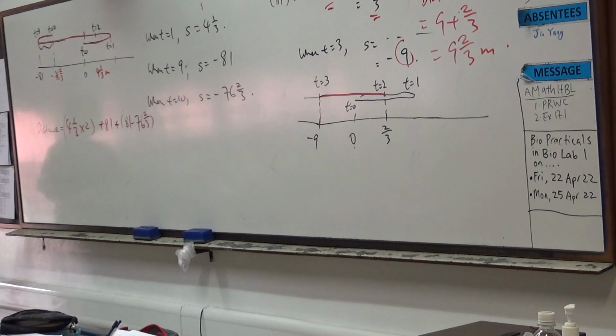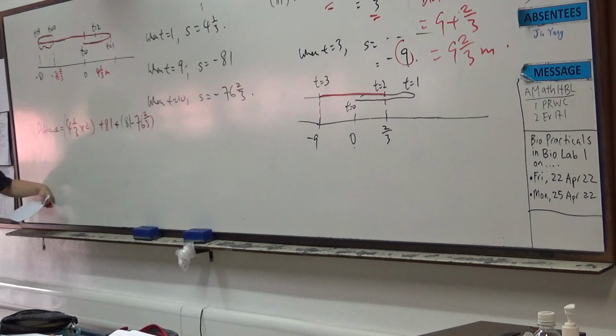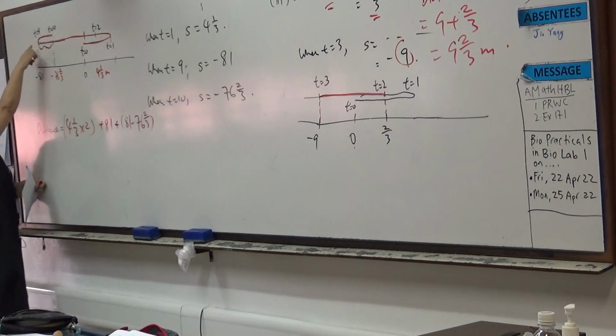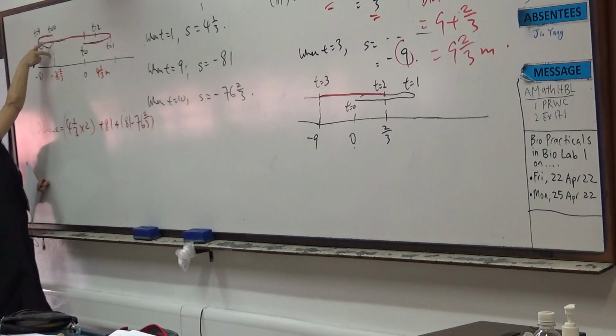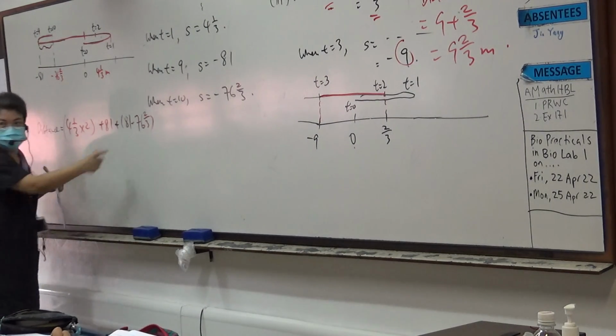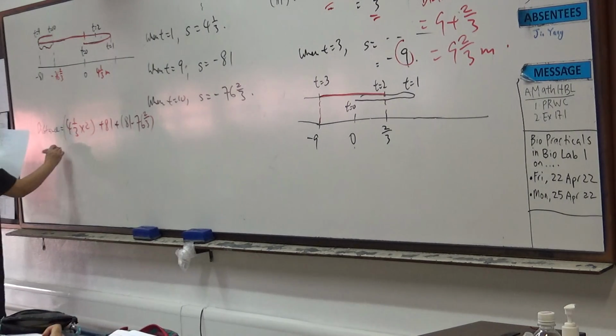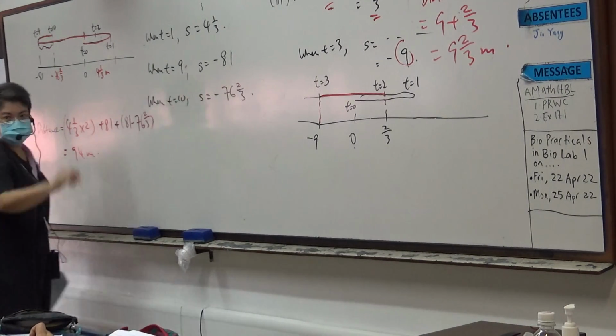Everybody clear? I repeat. I got to go from here to here and back, so it's 4 1/3 times 2. Everybody okay? Then I go all the way here, which is 81. Then I move back a tiny little bit here. So this is the distance. Correct? Yes or no? Okay, so when I add this all up, it's 94 meters.